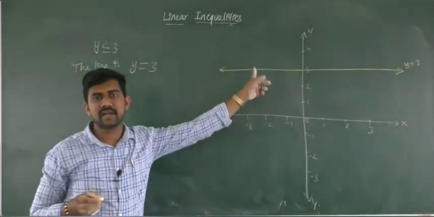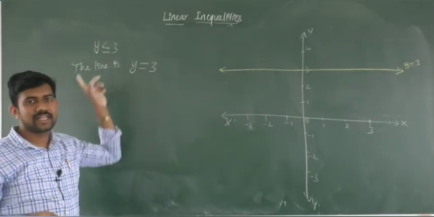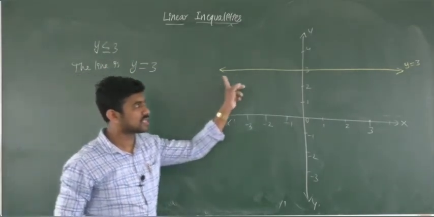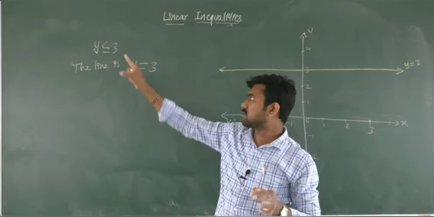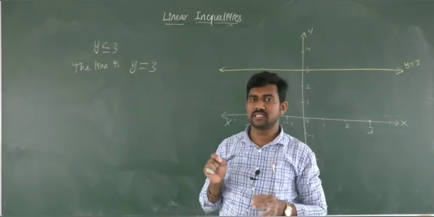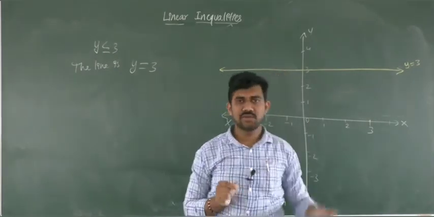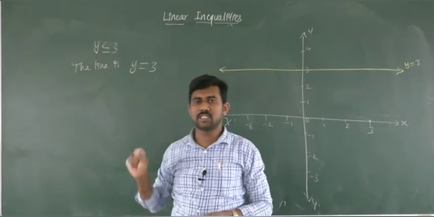Again, this is a dark line because this is a slack inequality. The points on this line also satisfy the given inequation, so those are also solutions of the given inequation.